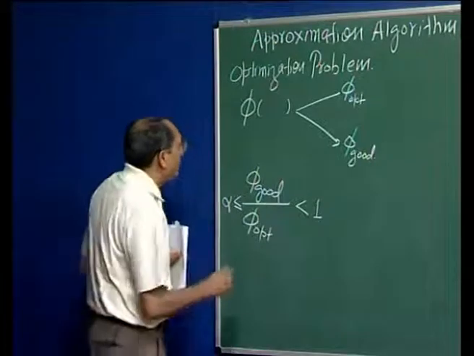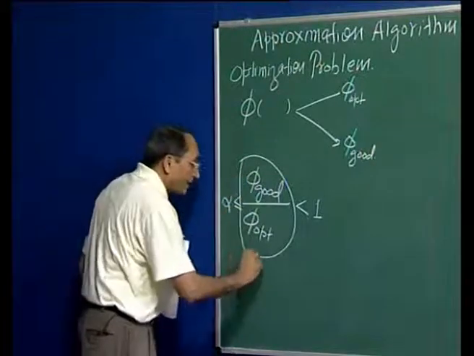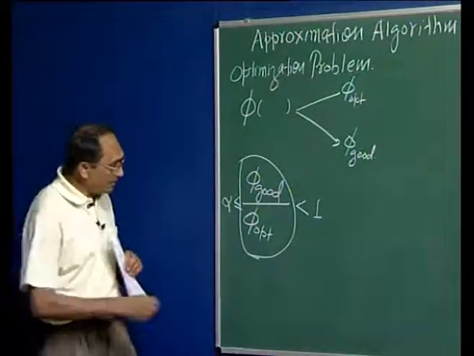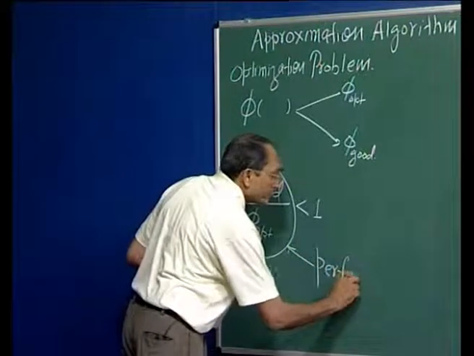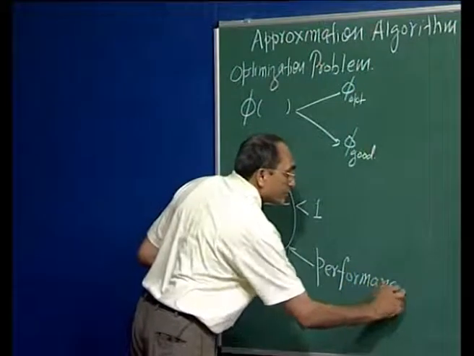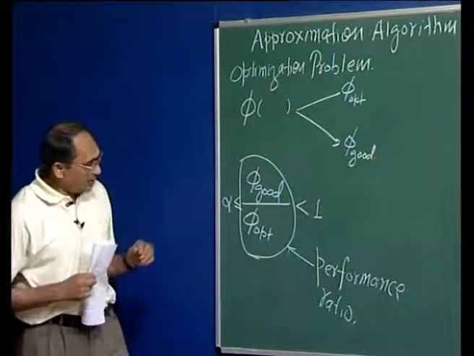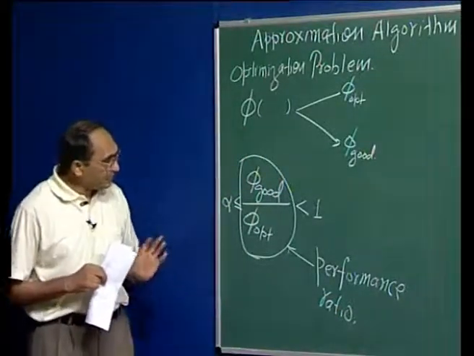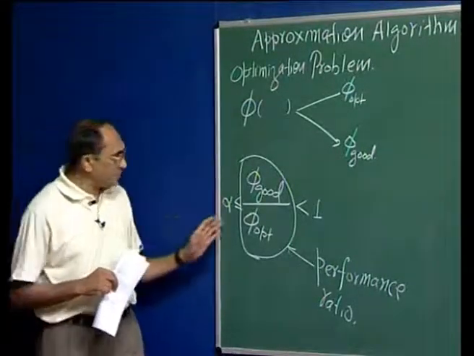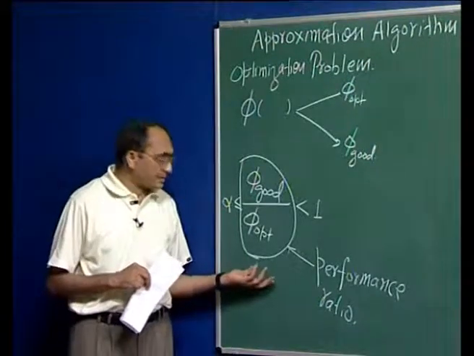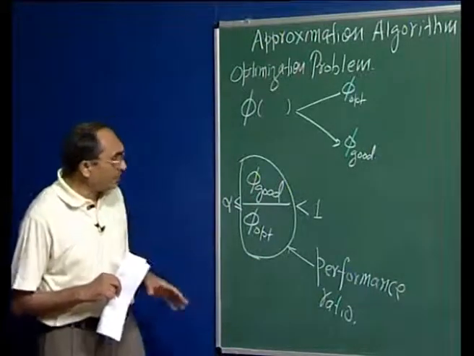So, this parameter is what we are after, and this is known as a performance ratio. In our case, we will keep this. Sometimes people normalize this for maximization and minimization, but in our case we will just stay with this interpretation of performance ratio.